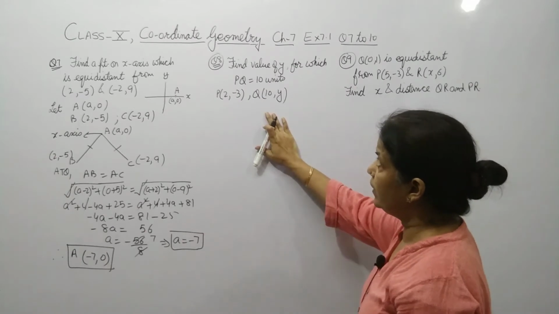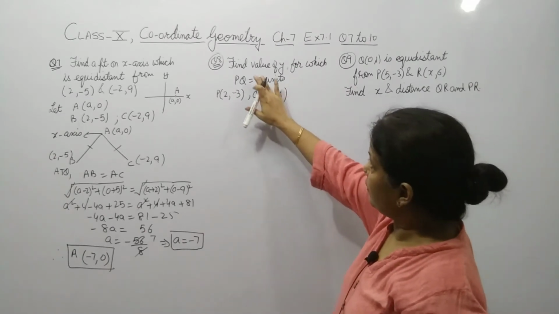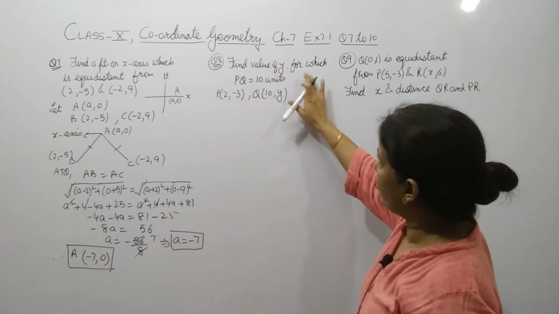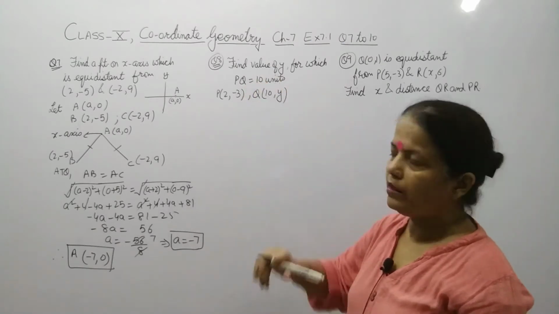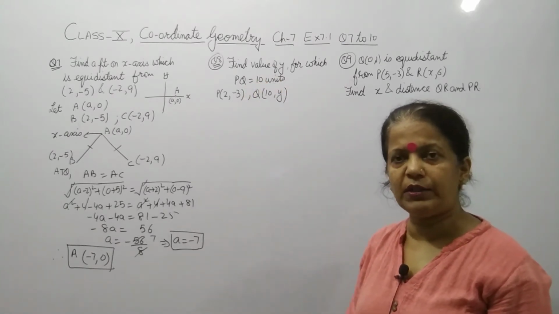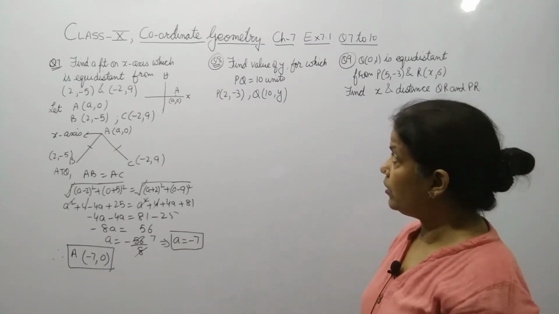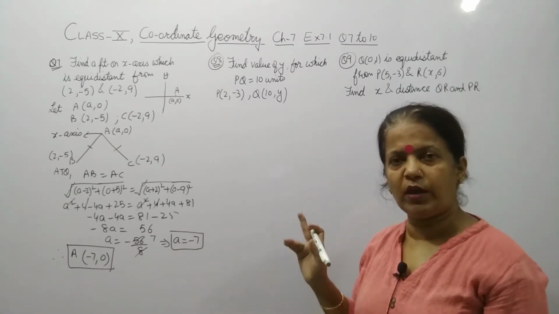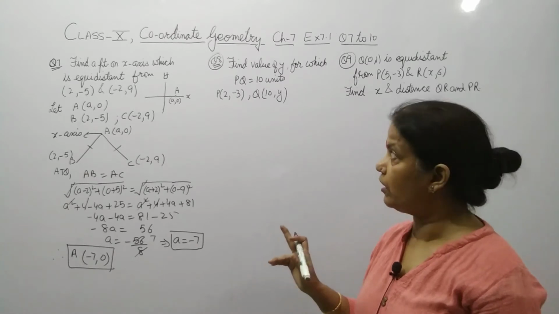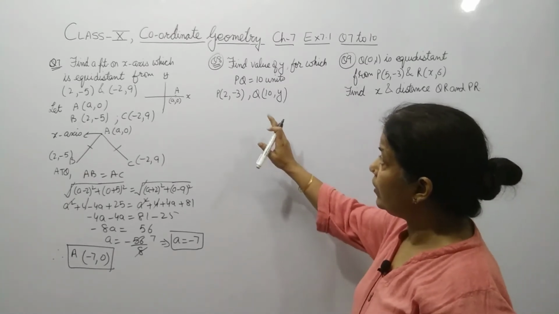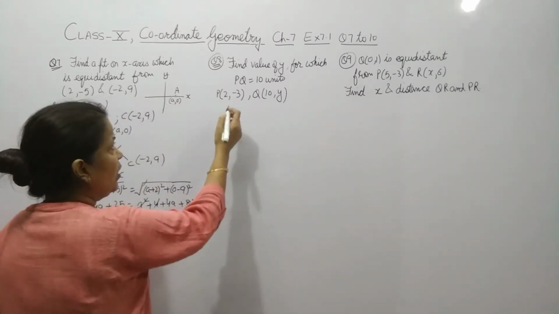Question 8. In question 8, it is find the value of y for which the distance PQ equals 10, and the P and Q coordinates are given here. So the distance between PQ equals 10. 10 is given, not 8, 10 is given. So we will use the distance formula.